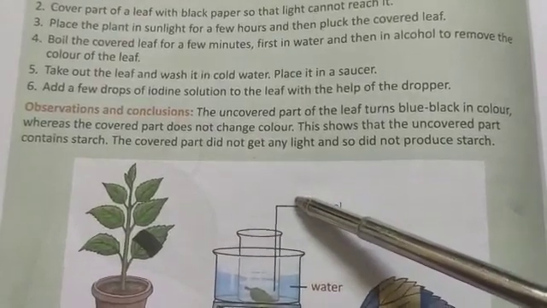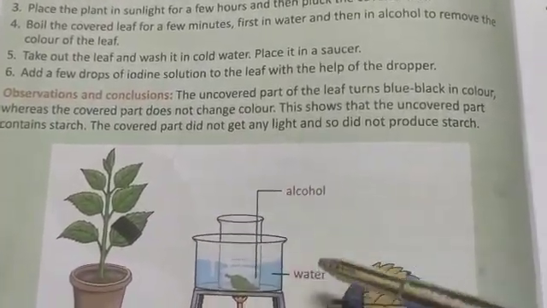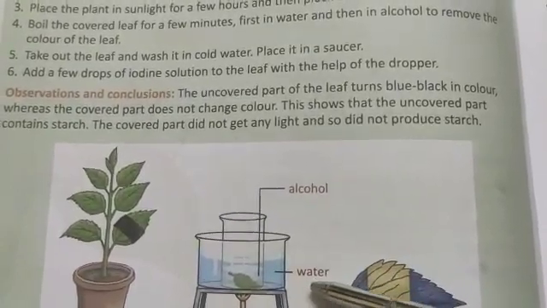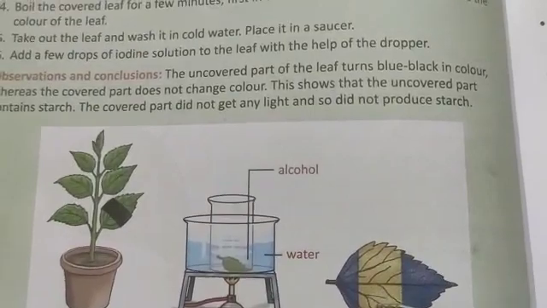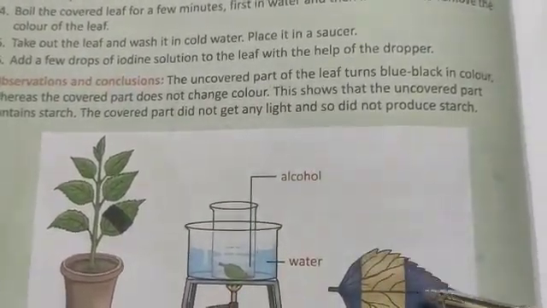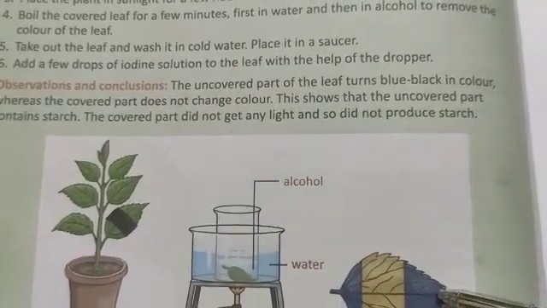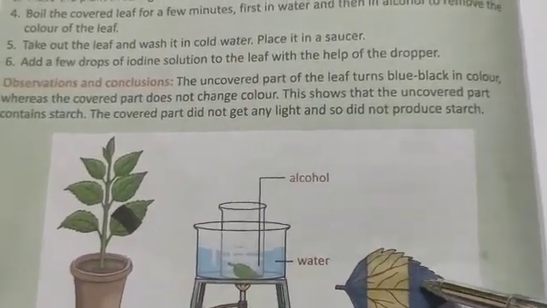So if you boil the leaf, what will go? The green color will go away. Now take out the leaf and wash it in cold water. Place it in a saucer. You know what is a saucer? A plate. Add a few drops of iodine solution to the leaf with the help of a dropper. So put some iodine solution with the help of a dropper on the leaf.